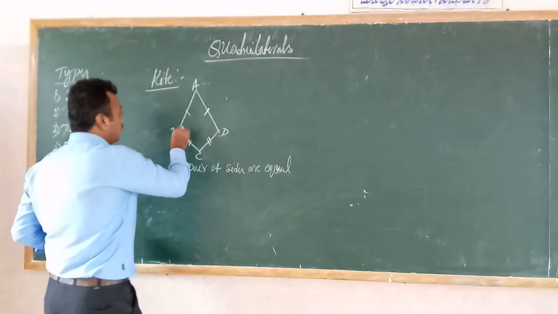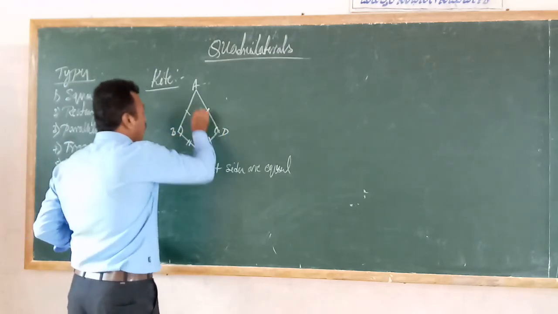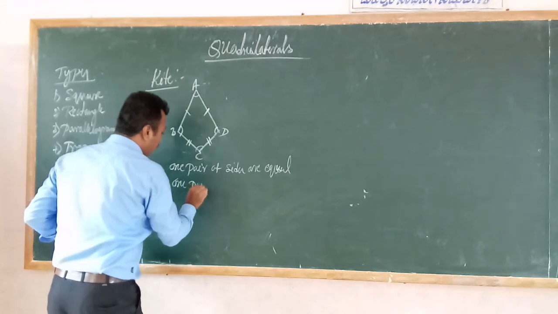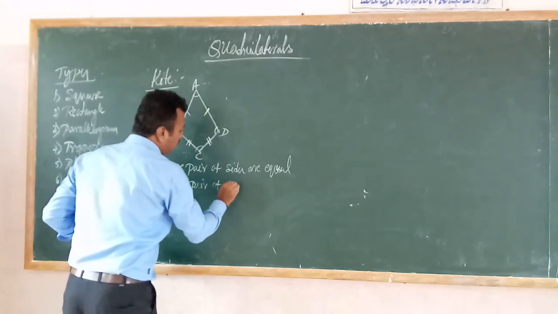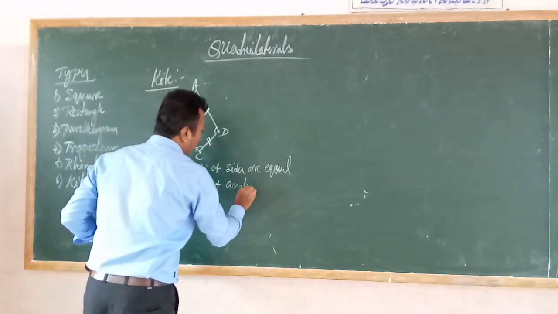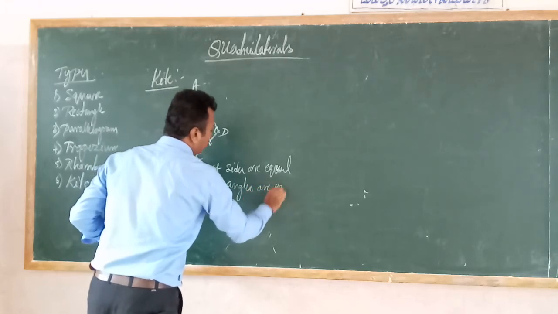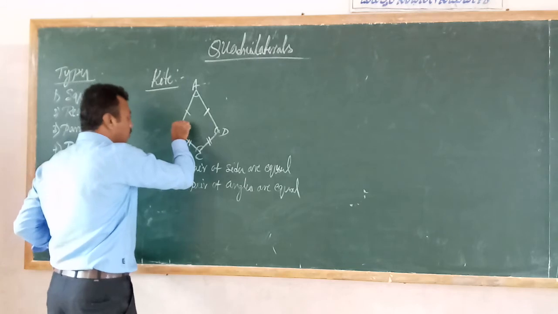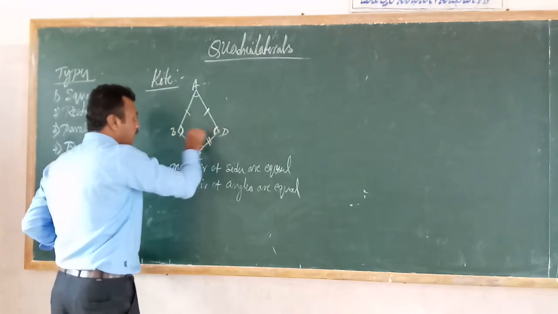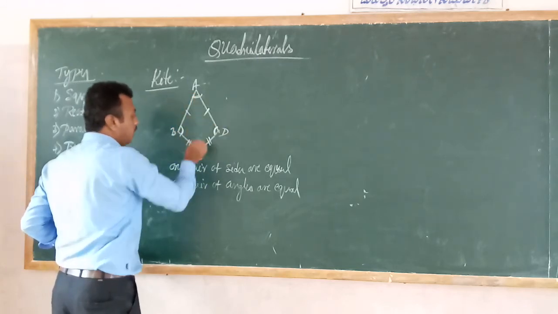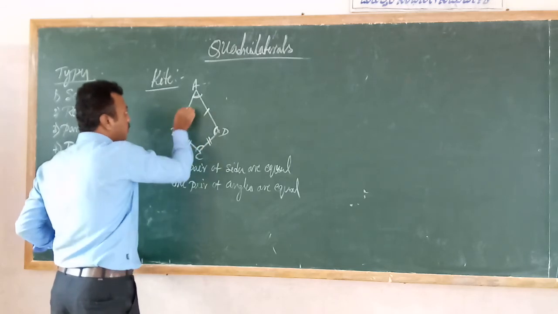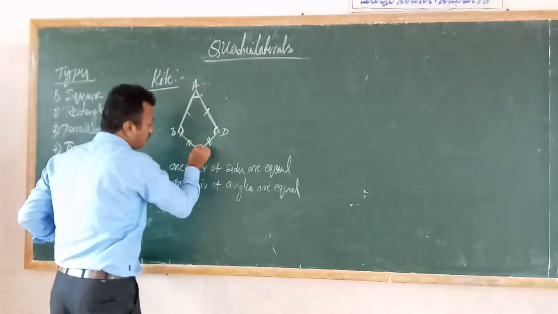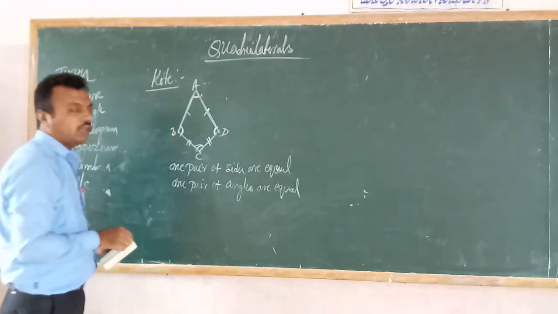And then come to the angles. Here one pair of angles are equal. What are those? Angle B and angle D are equal, but angle A and angle C are not equal. See what the shape is here: angle A becomes very small and angle C is very large. That's why only one pair of angles are equal.